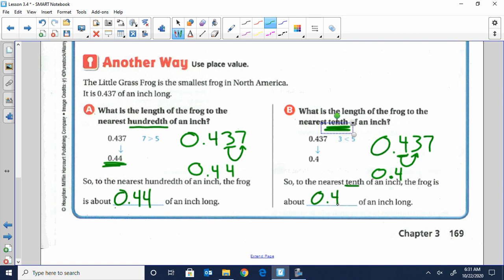4 tenths. So you can hear it as we write our numbers. If we're rounding to the hundredths place, our number should be ending in the hundredths. And if we're rounding to the tenths, we should only have numbers back to the tenths place.